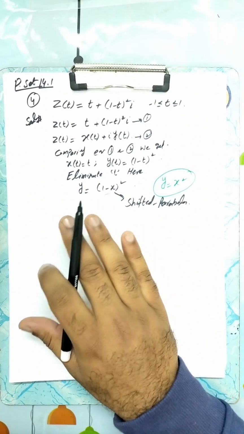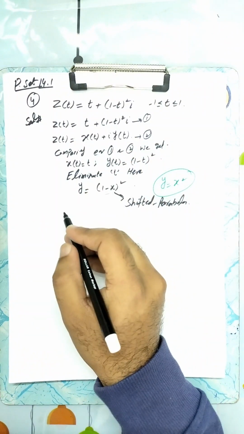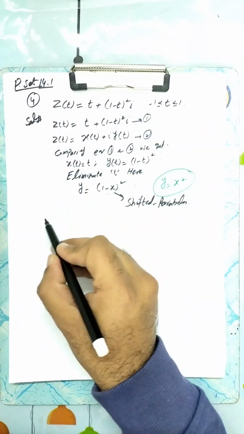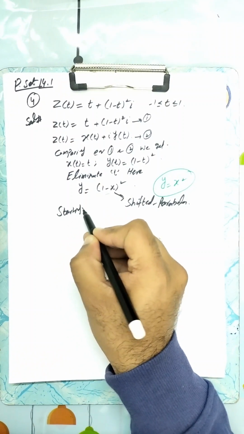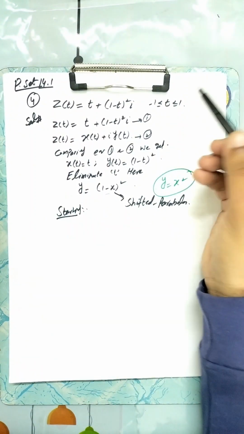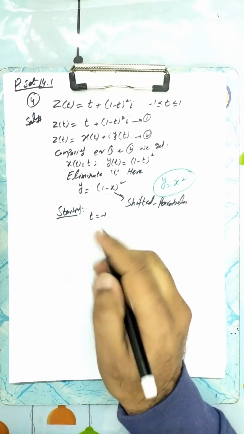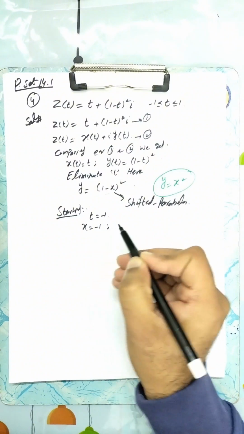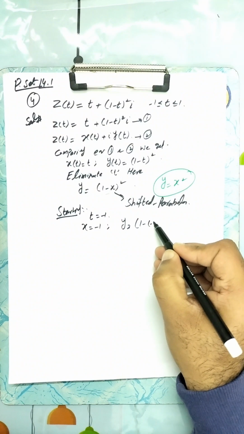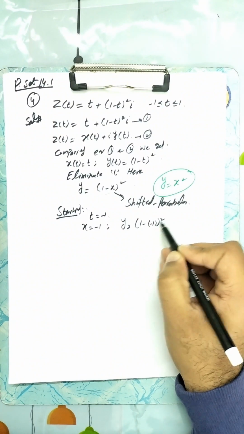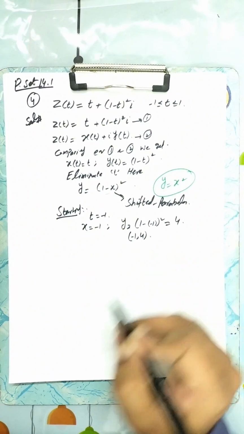Before drawing the geometry of this shifted parabola, we first find the starting and ending point of our curve. So how do we get the starting point? For the starting point, t is -1. So we put t = -1 here. Then x = -1 and y = (1 - (-1))² = 4. The starting point is (-1, 4).